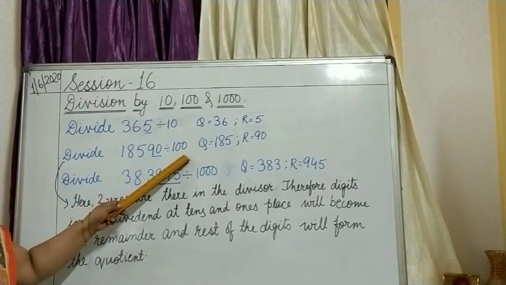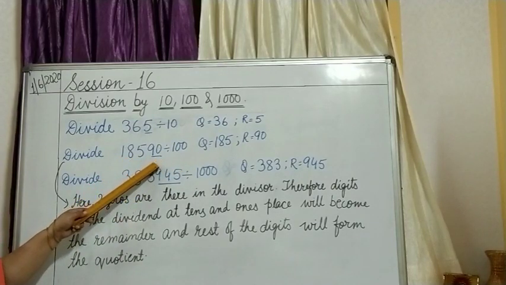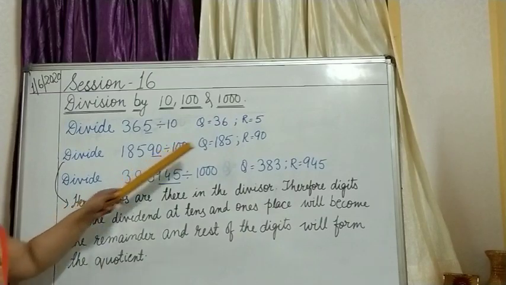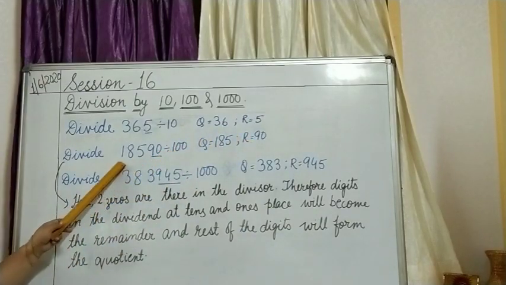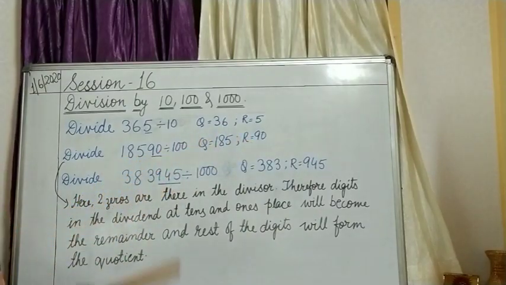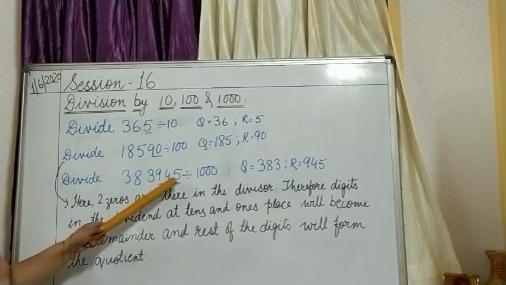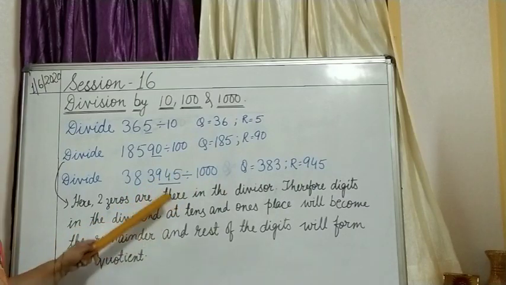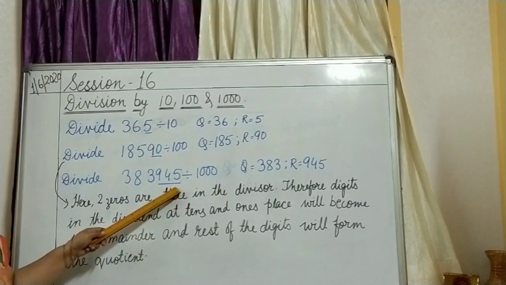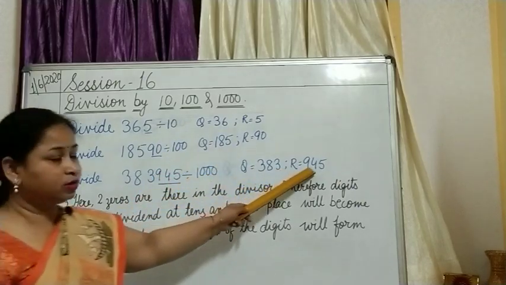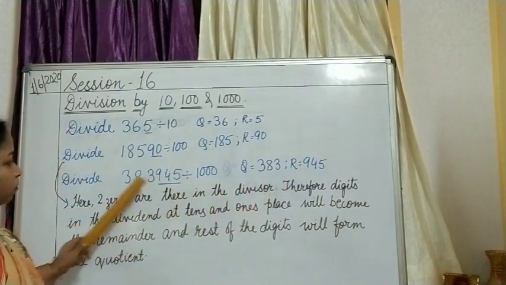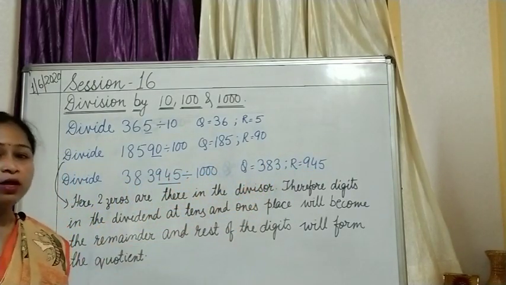18590 divided by 100. I have underlined these last two digits, and this becomes my remainder and the leftover becomes my quotient. 185 and remainder is 90. Again I have taken a number 383945 divided by 1000. I have underlined the last three digits, and these last three digits are forming my remainder, whereas the leftover are my quotient.